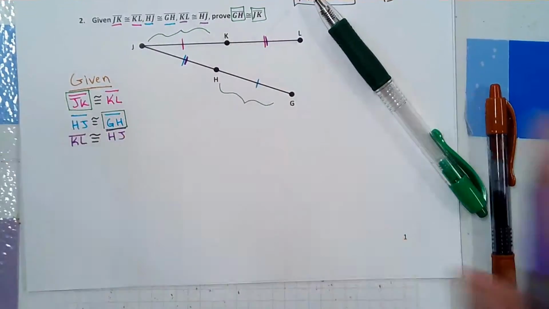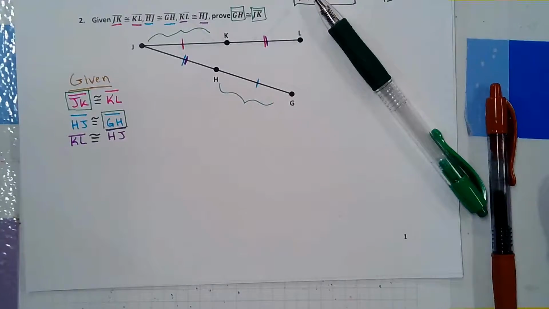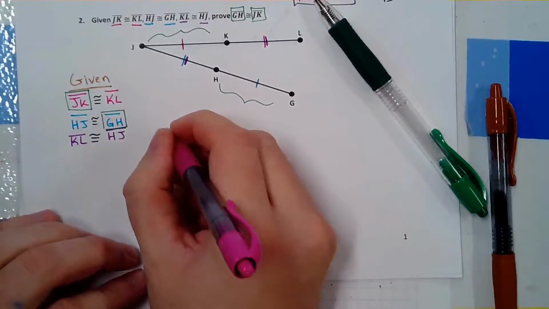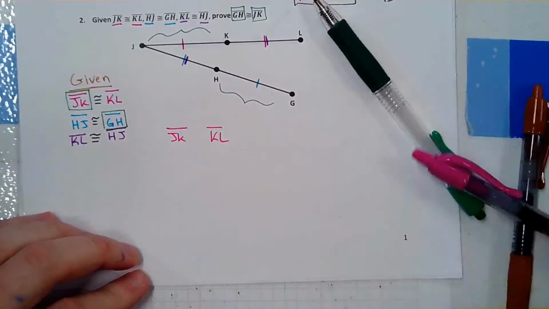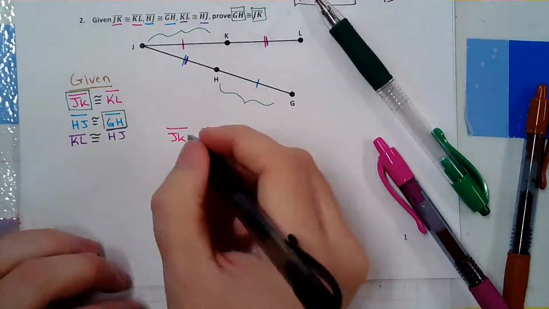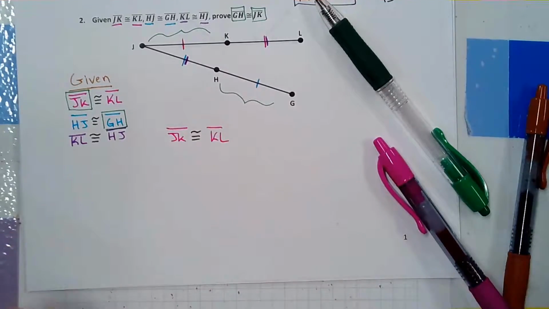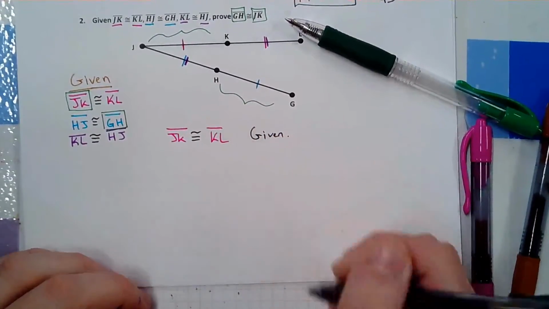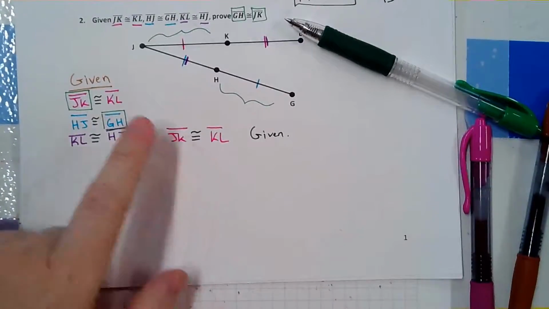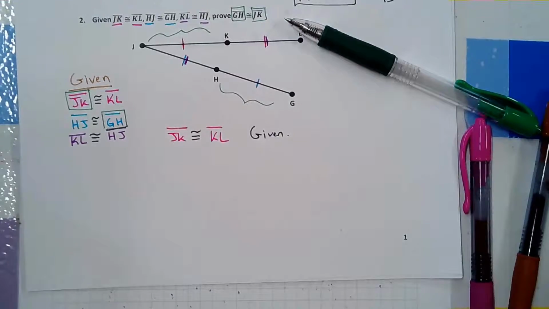Okay? So here's how I'm going to do it. Start with this guy. This is given, right? I'm going to write it down here again. So we're not doing that. What are we doing? All right, so I start here. That's given. Just so we're clear. Now I'm going to switch out that KL for HJ.